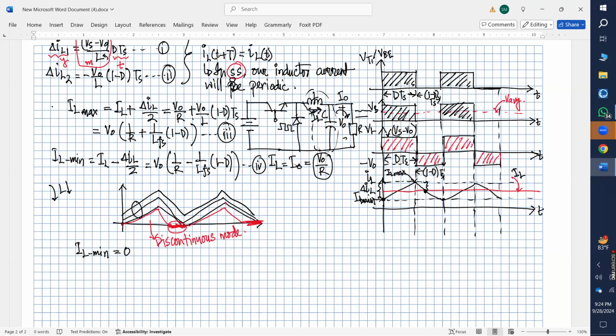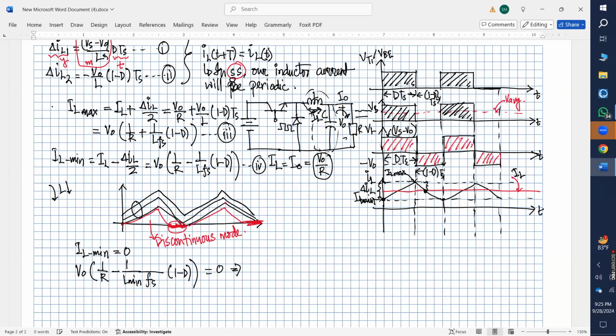Yes, sir. So if your IL min becomes 0, that means we can write V naught over R multiplied by minus 1 over L min. We are considering this inductance to be the minimum inductance, multiplied by Fs, 1 minus D. That value should be equal to 0, right?